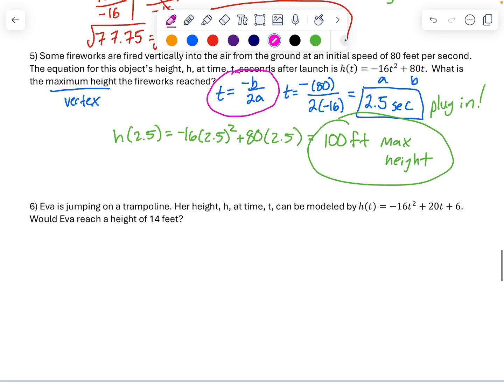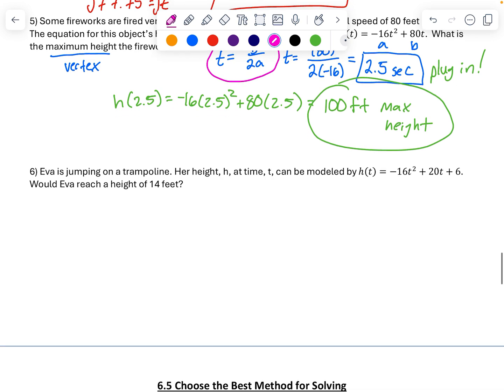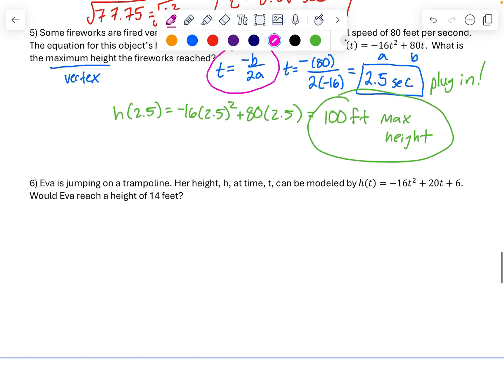All right, our last problem. Ava is jumping on a trampoline. Her height h at time t can be modeled by that equation. Would Ava reach a height of 14 feet? Ooh, okay. So this one's interesting because we're wondering, could we ever get to 14 feet? So when I think about this, the highest that we could possibly get is the vertex. So we're going to find the vertex and then compare it to the 14 feet.